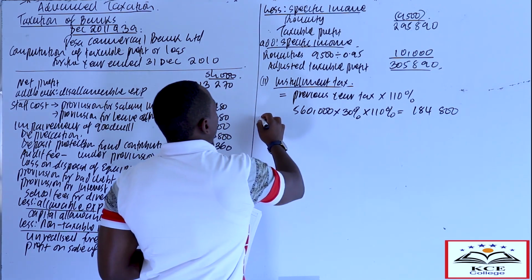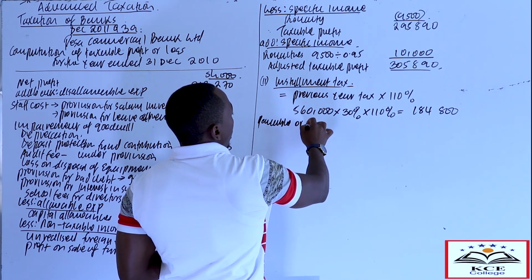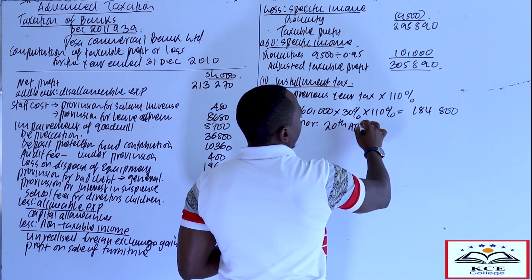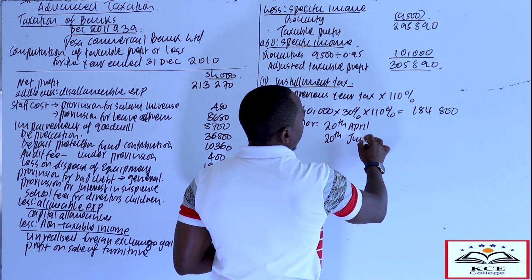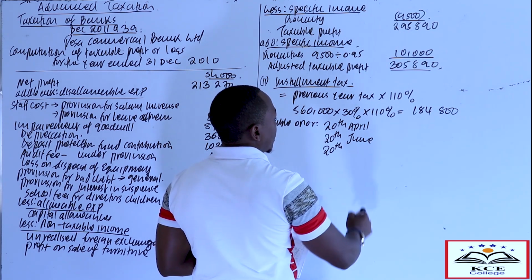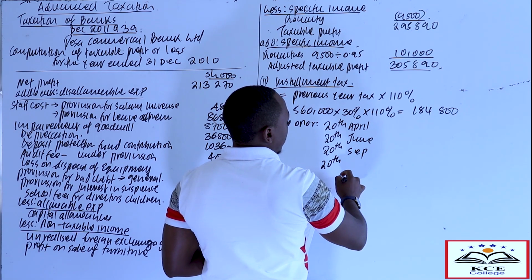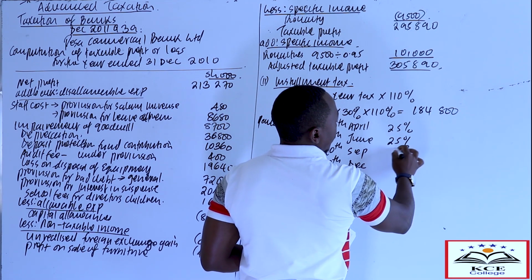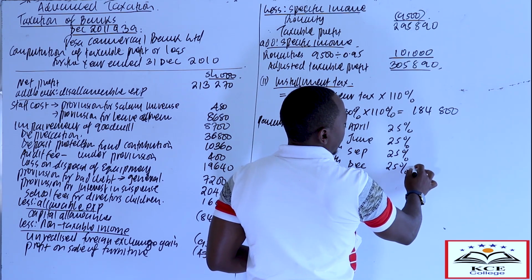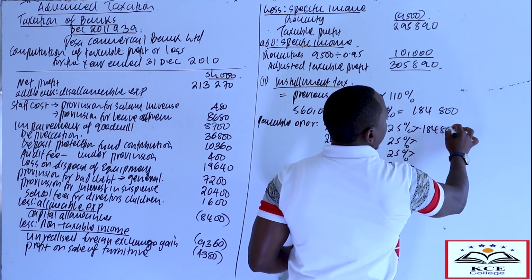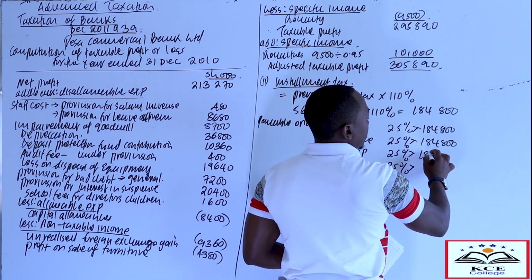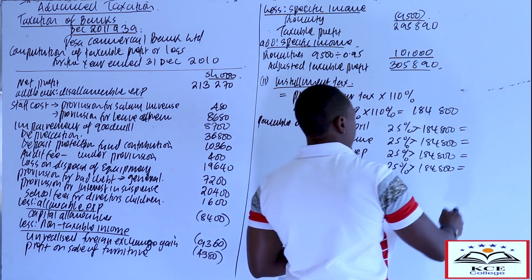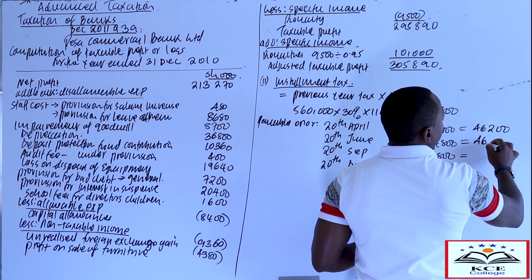We say that it is payable on or before 20th April, 20th June, 20th of September, or 20th of December. And here you only pay 25%, that's a quarter: 25%, 25%, 25%. This is the amount, 184,800. So that means they are supposed to have been paying 46,200 each installment.